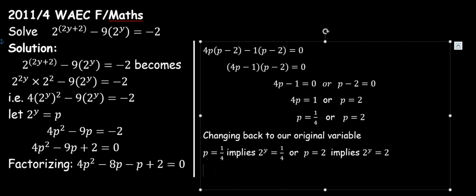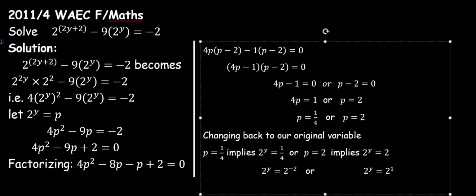Rearranging it properly, we have that 2 raised to power y will be equal to 2 raised to power minus 2, or 2 raised to power y will be equal to 2 raised to power 1. That is to say y is equal to minus 2, or y is equal to 1.